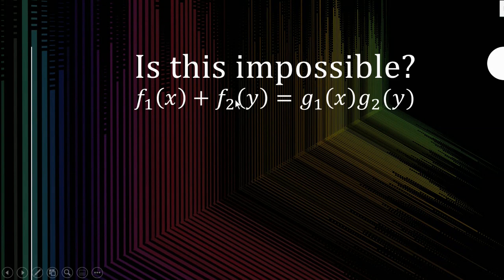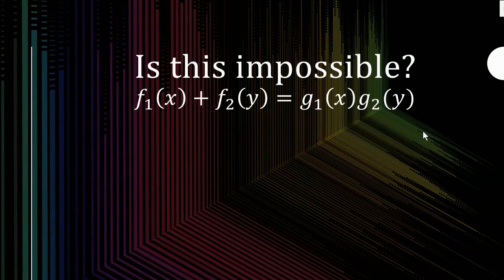For example, it is not impossible when one of the functions in the left side, f1 or f2, is a constant. If at least one of these two functions is a constant, then this is possible just by taking one of these two functions identically equal to 1 and the other function depending on the variable that appears in the left side. It means if you make f1 of x equal to a constant, then the whole left side can be considered a function that depends only on y. And then by taking g sub 1 of x identically equal to 1 and g sub 2 of y identically equal to the expression in the left side, that's it. In this case, this is possible.